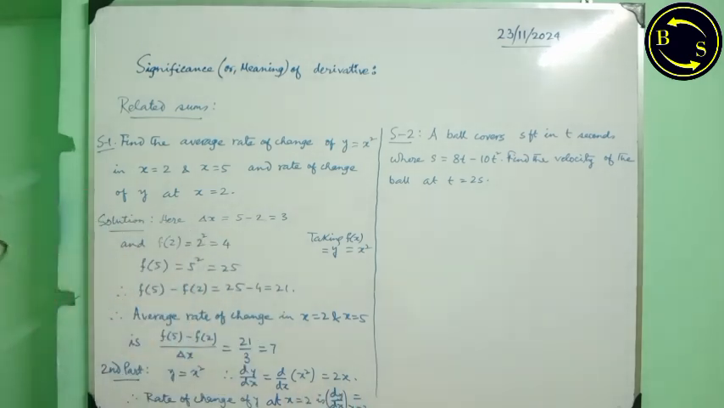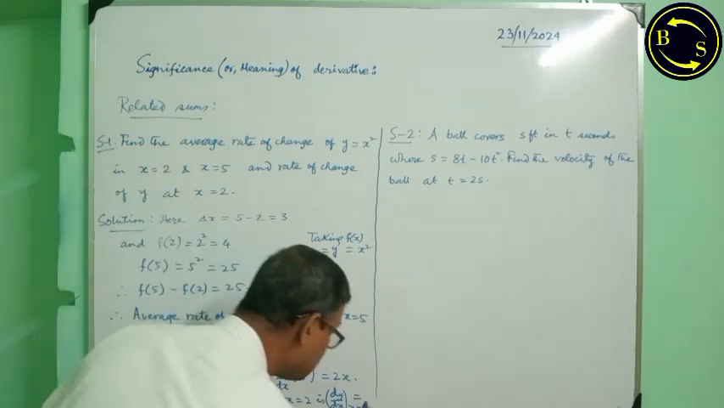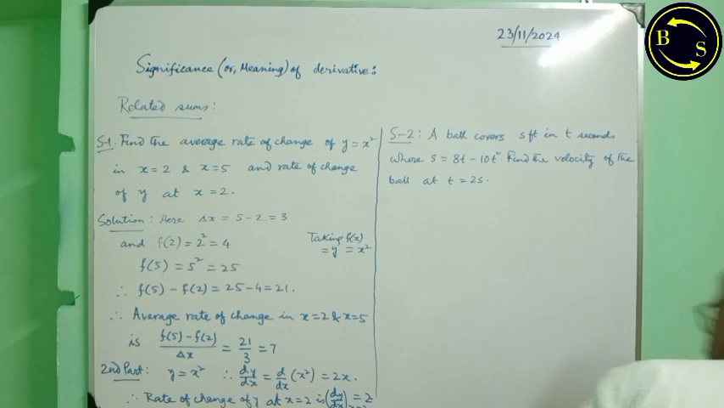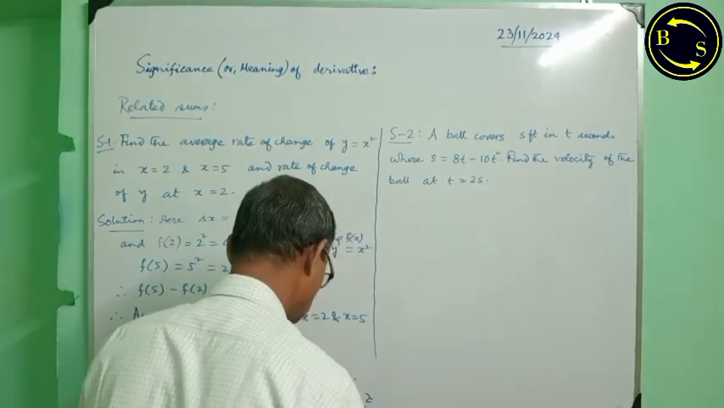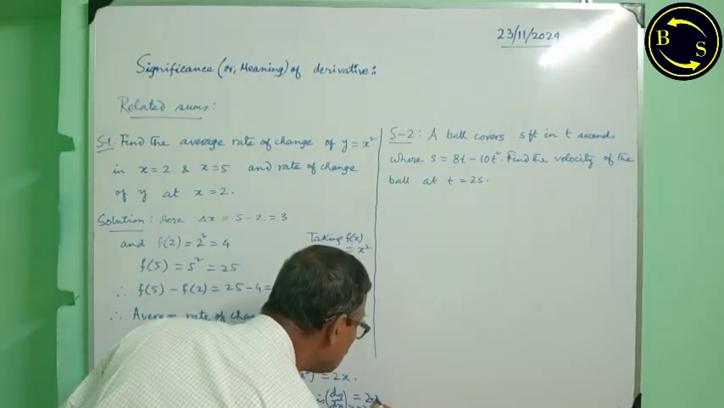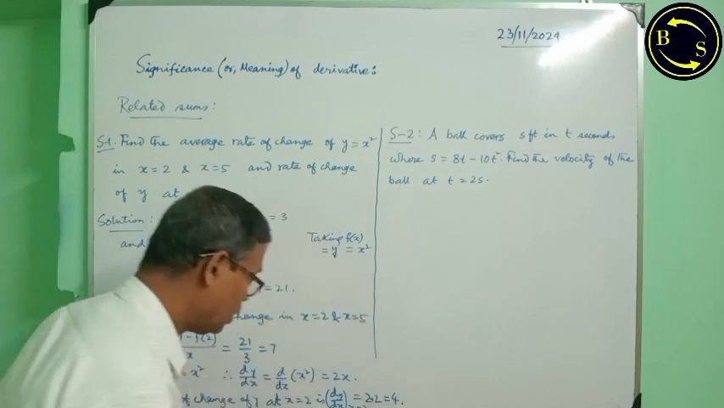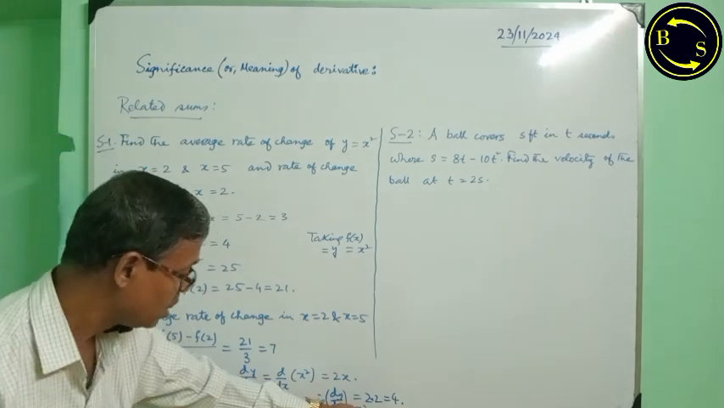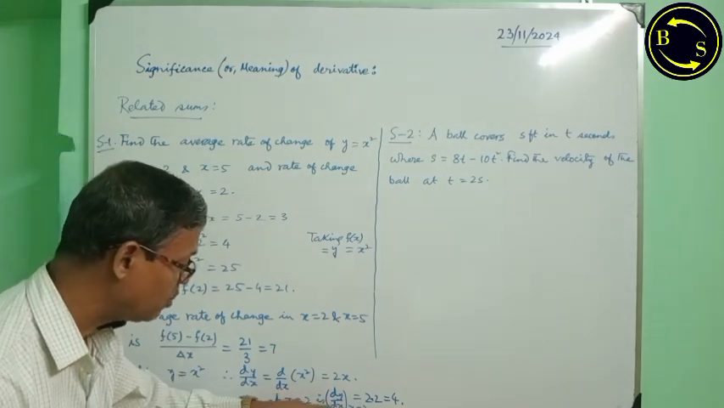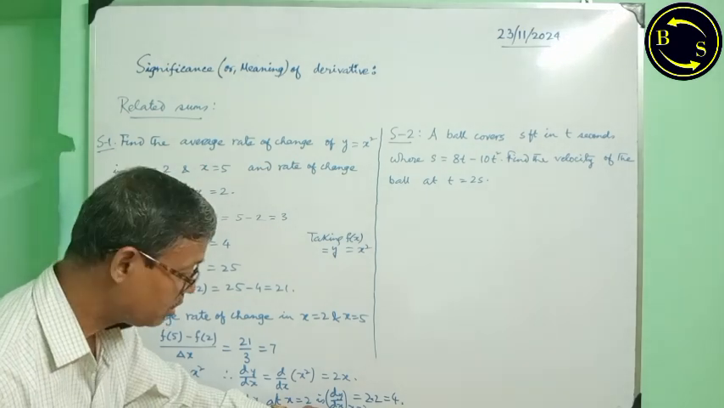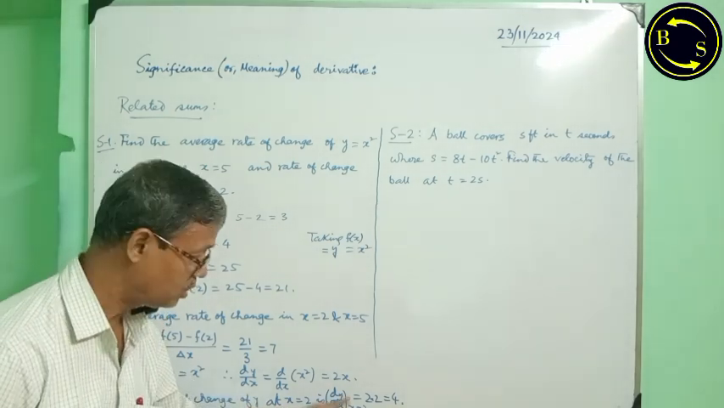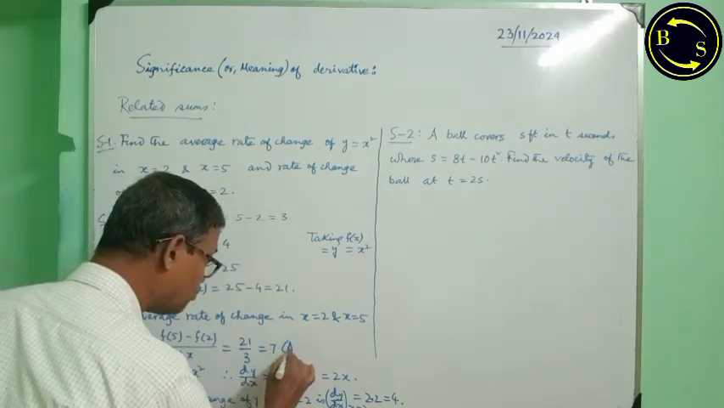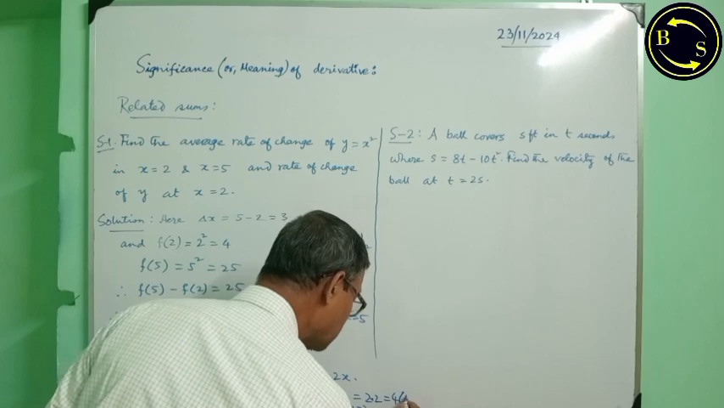Now we put the value of x in this expression, that is 2 into 2, that is equal to 4. Therefore rate of change of y at x equal to 2 is this. We express that by writing dy dx at x equal to 2. It is read like this, dy dx at x equal to 2, that is equal to 4. That is the answer. Therefore for the first part this is the answer, and for second part this is the answer.